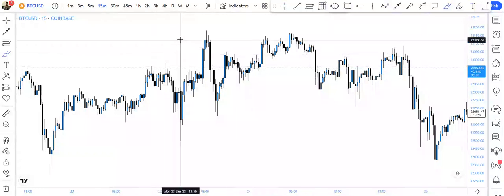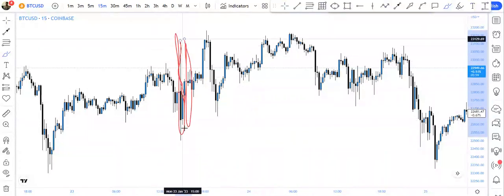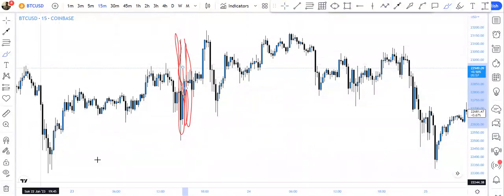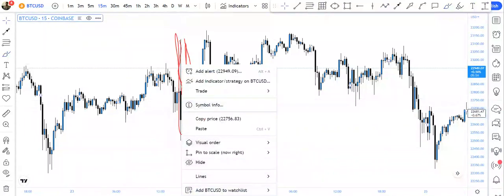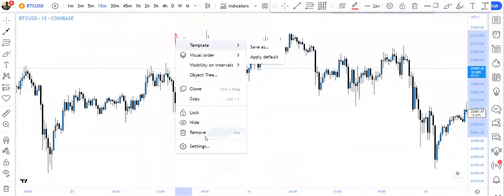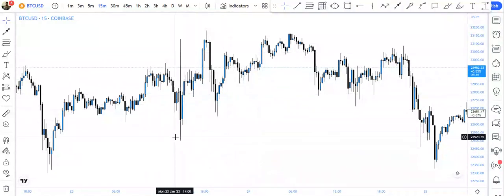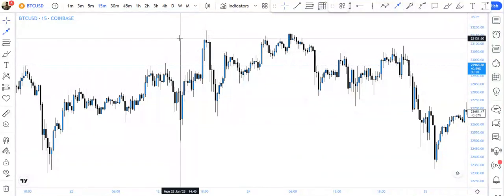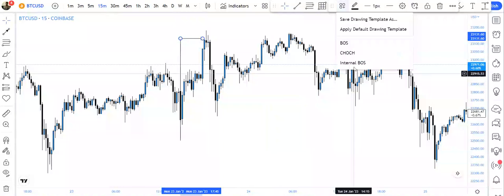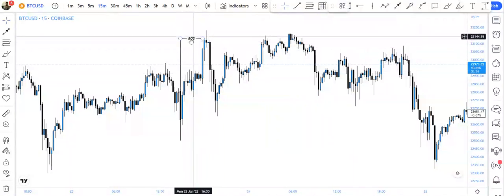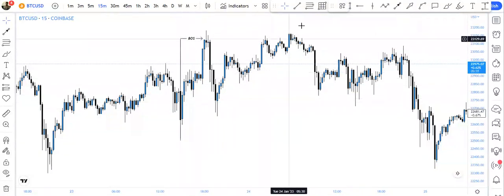Let me take the brush tool, just cancel out this candle. You just don't look at this candle. I need to move this drawing. All right. So now don't look at this candle. Now, what is the next thing that happened? As you can see, ever since this candle right over here, price moved all the way towards the upside, breaking this structural high over here.